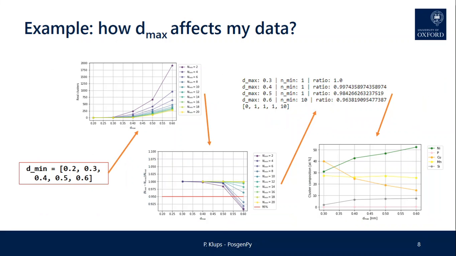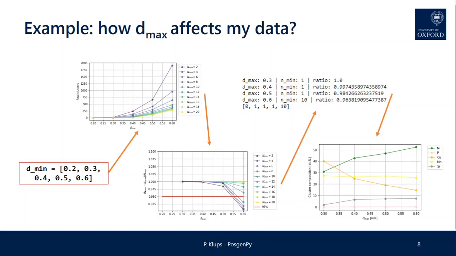Let me show you an example. Here I wanted to know how Dmax affects my cluster analysis. So I created an array with these values, then PosgenPy created and analyzed required files, plotted the number of real clusters and how they will change with the different n-mins. Then found the smallest n-min that satisfy 95% threshold and created this graph where we can see how the concentration of clusters changes with Dmax.